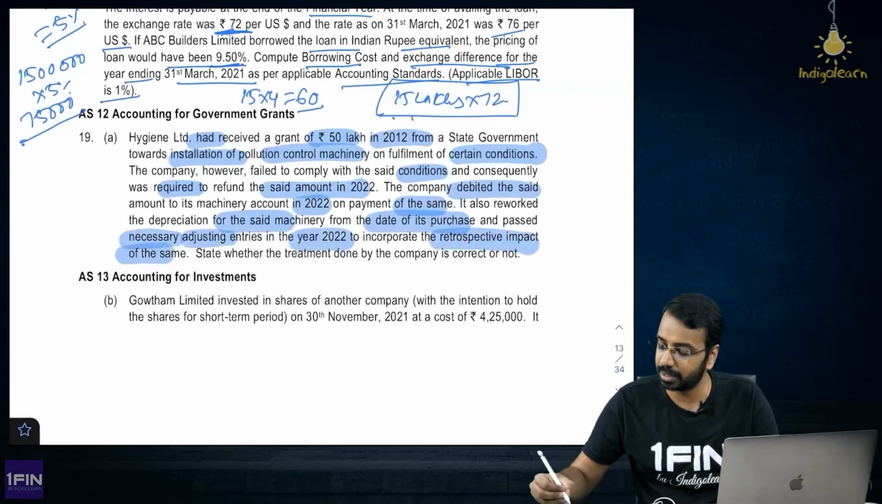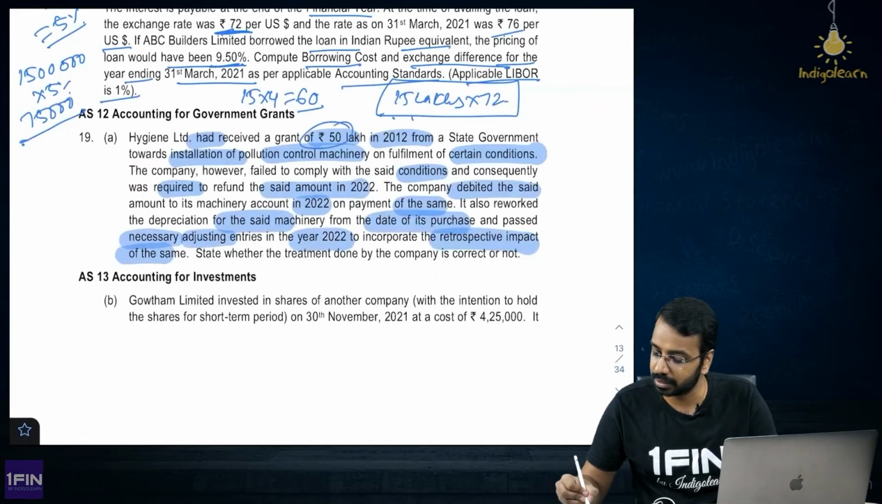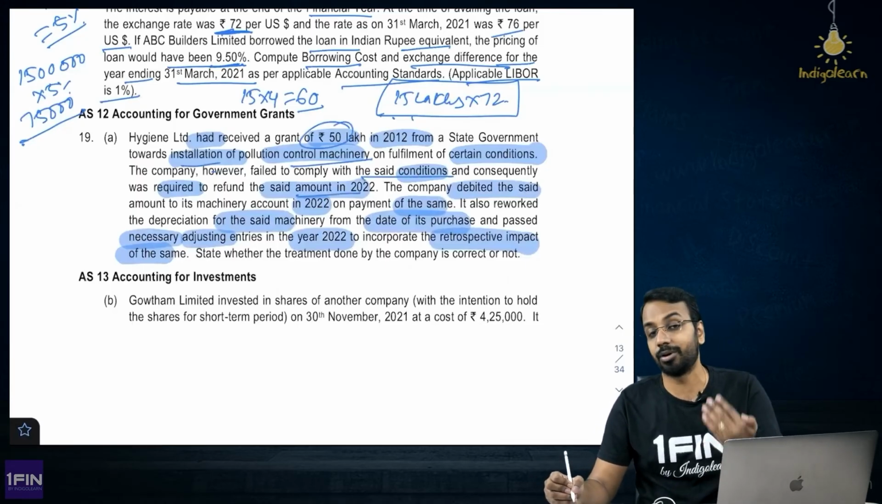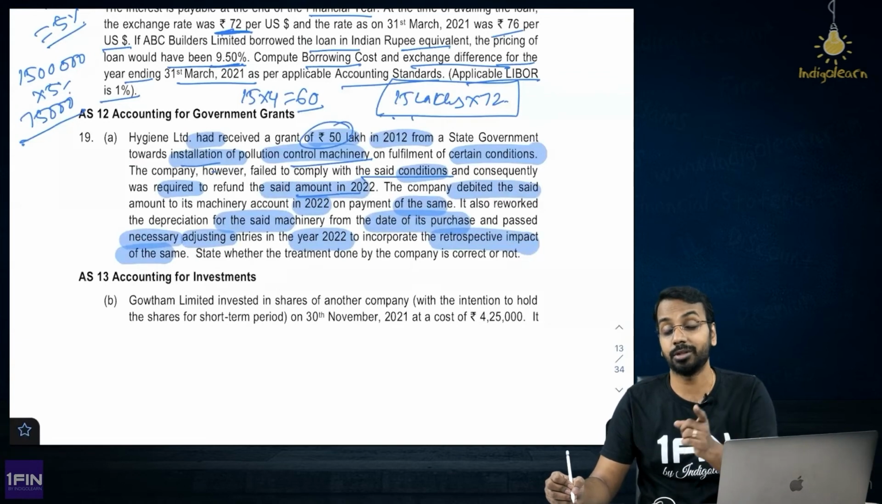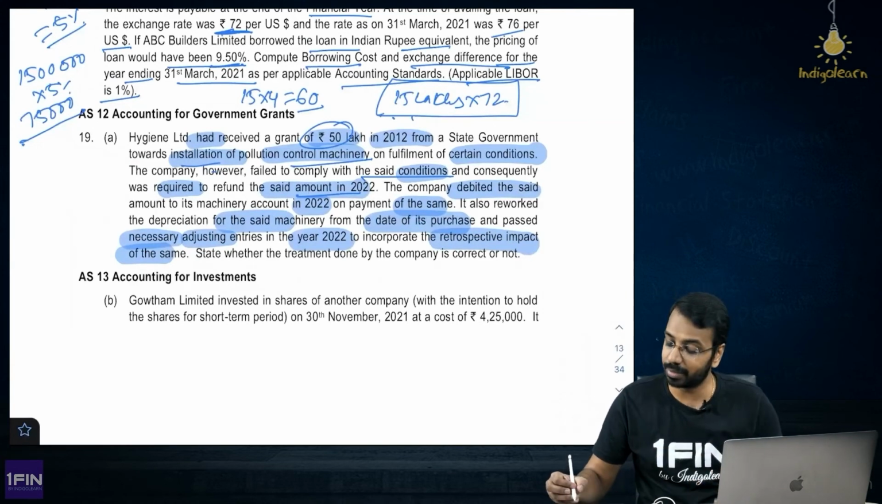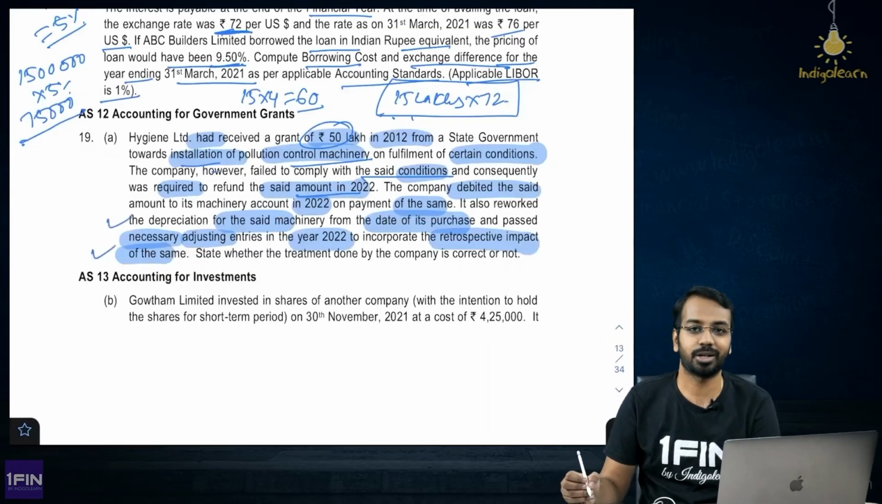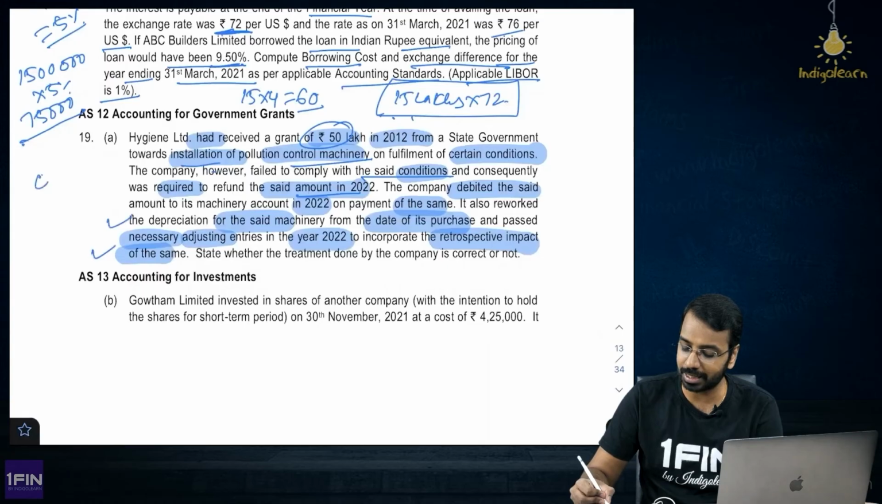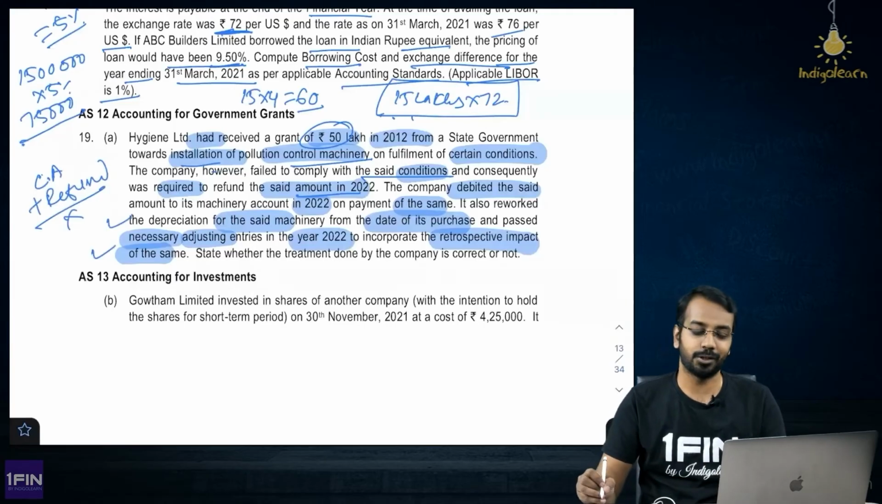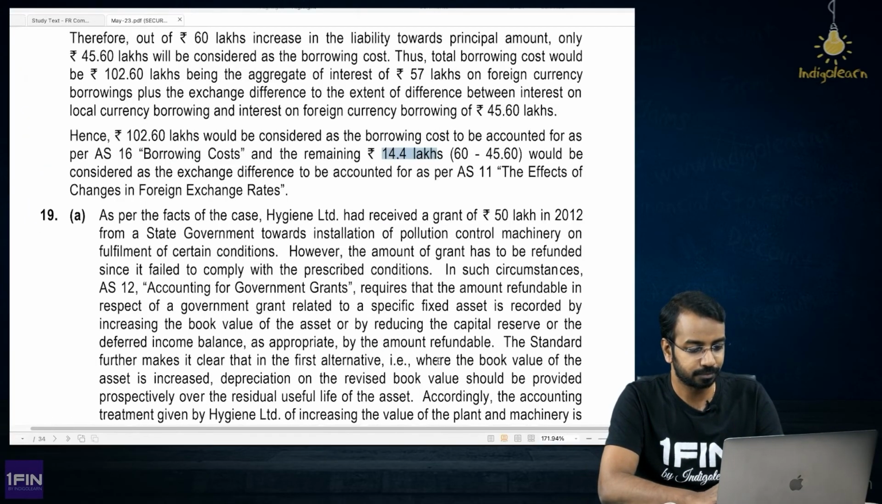Now here, see, there is a grant of 50 lakhs. Okay, what did they do? That is towards the installation of pollution control machinery. Okay, now they failed to comply and the grant was refundable. When you refund the grant, what do you do? You add the grant to the cost of the machine if you have earlier deducted. But then they went back and recalculated the depreciation. Is that allowed? That is not allowed. So what you need to do is, whatever is the carrying amount, to that you will add the refund, and from this amount you will prospectively calculate the depreciation. So that treatment is not correct.